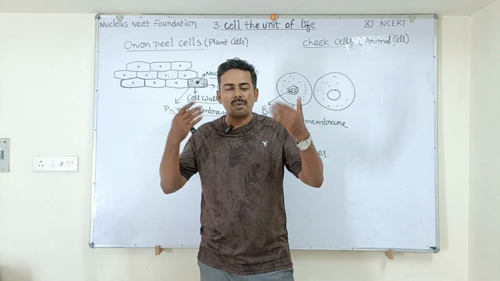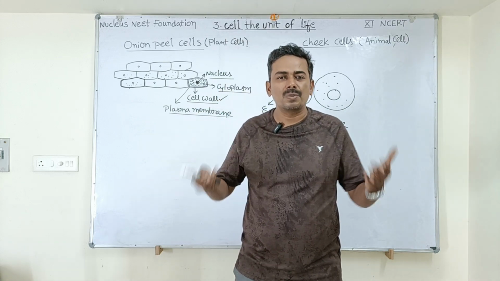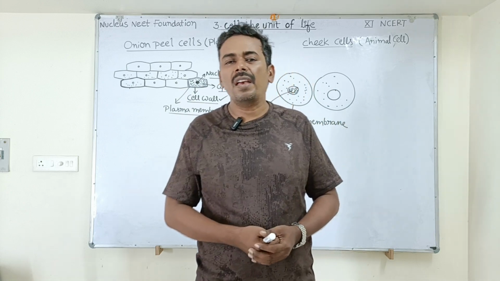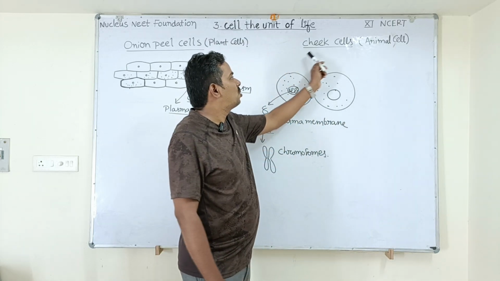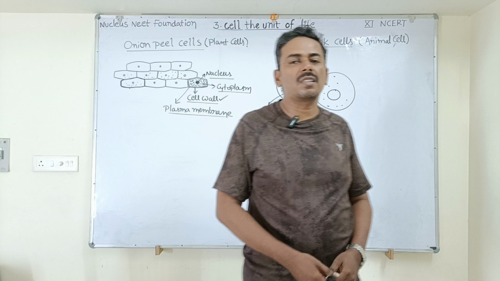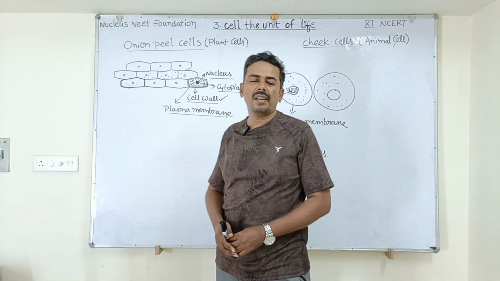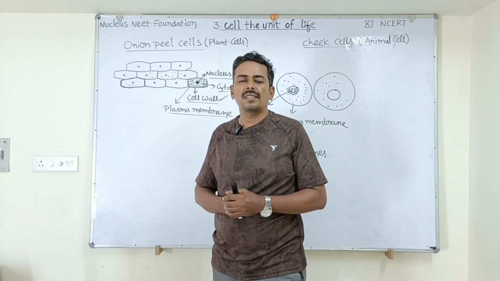So we can use our own body to see the animal cell because we are animals. So here we are going to see cheek cells, cheek cells as an example for animal cells. Then how can we collect these cheek cells?